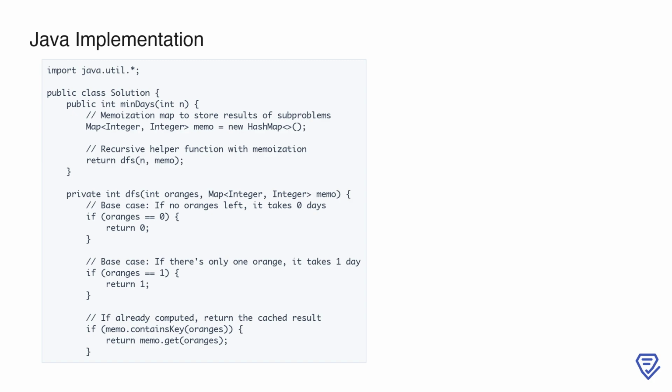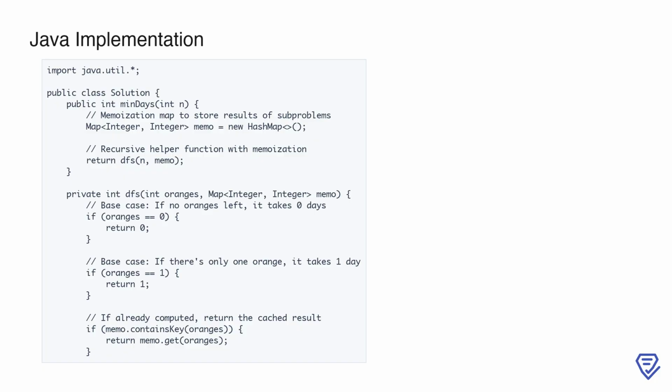The main method, minDays, takes an integer n, which represents the number of oranges. To optimize our solution, we use a memoization map to store the results of subproblems, ensuring that we don't recompute results for the same number of oranges multiple times. The actual computation is delegated to a recursive helper function called DFS, which we invoke with the initial number of oranges and the memoization map.